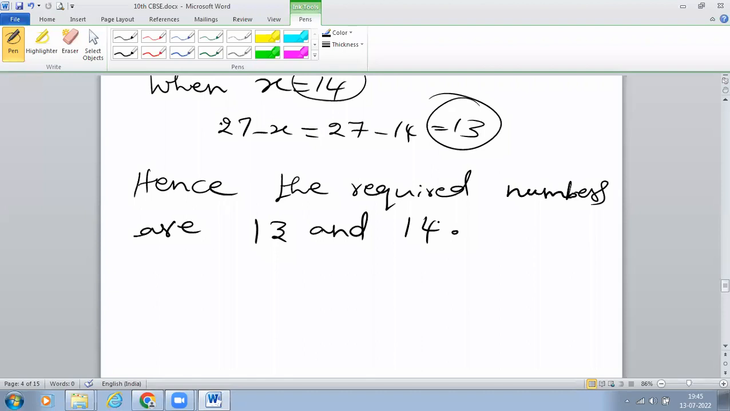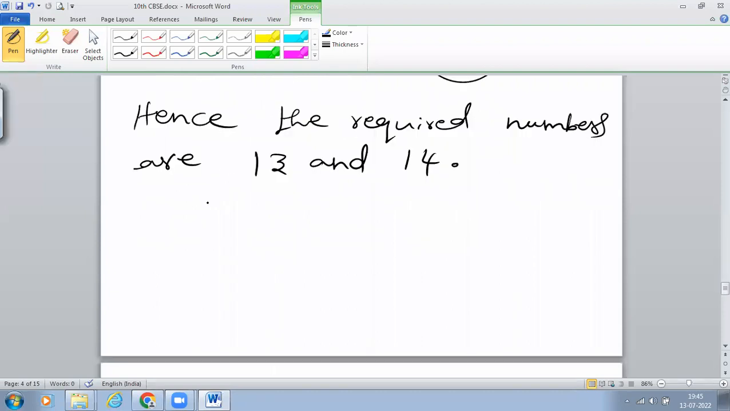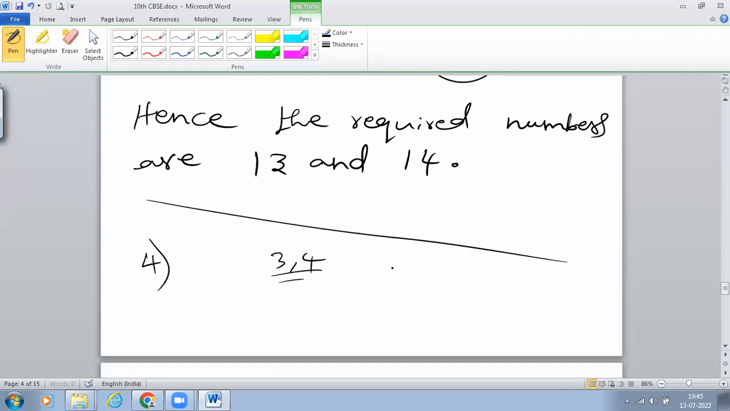Question number 4 is very simple. They have told: find the two consecutive positive integers whose sum of squares is 365. Listen, ma, two consecutive means 3 and 4 are consecutive numbers. The immediate next number. 5 and 6 are consecutive. 7 and 8 are consecutive. 6 and 7 are consecutive. The numbers which come immediately next are called consecutive numbers.